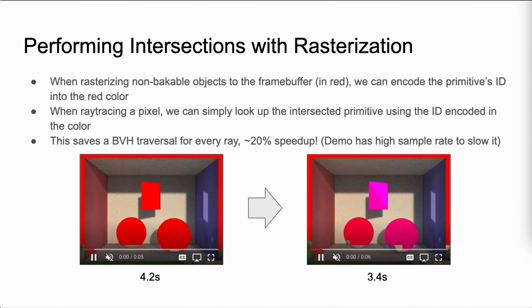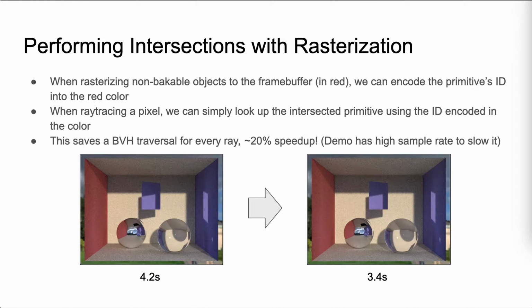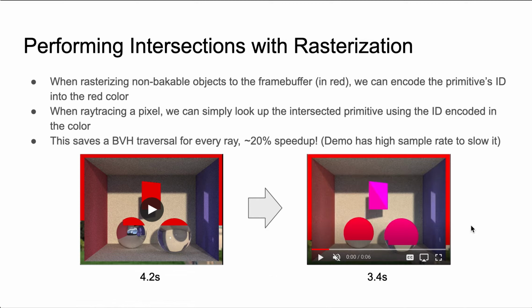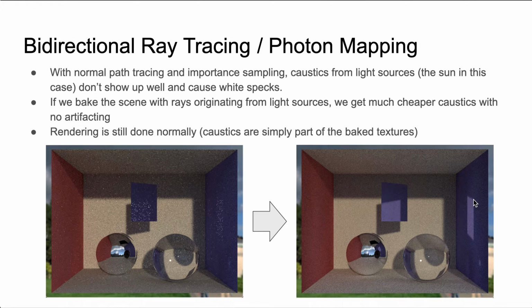Next, we use that rasterization to actually perform the first intersection of every ray. If we look at this, we color each primitive slightly differently, and then we encode basically the primitive number into that color. Then the ray tracer can go look up its first intersection just by looking at that color, and it speeds it up significantly.